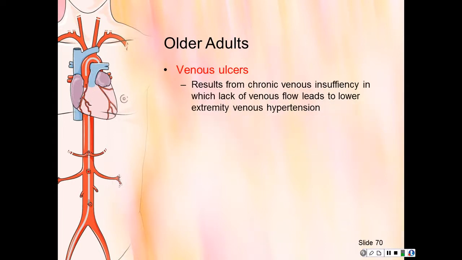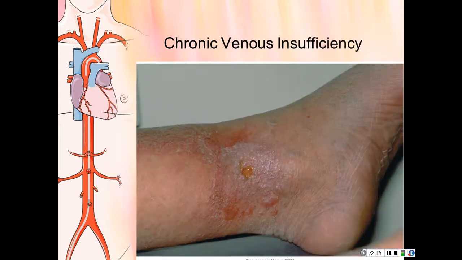Older adults have venous ulcers from venous insufficiency in the lower extremities, and here is an example of chronic venous insufficiency, and it will bleed and there can be an ulceration there.